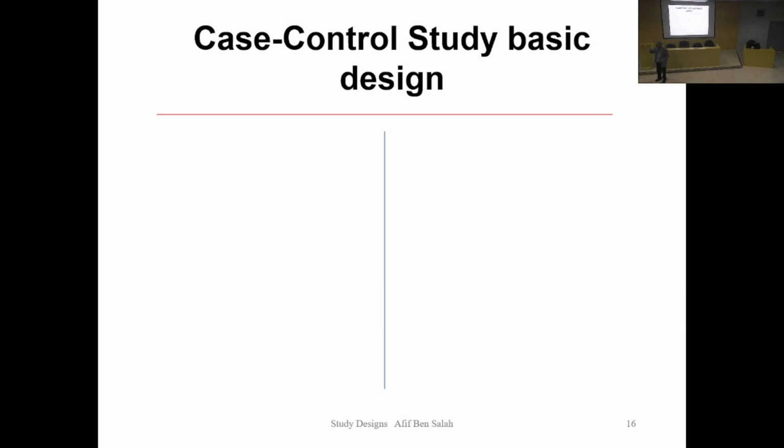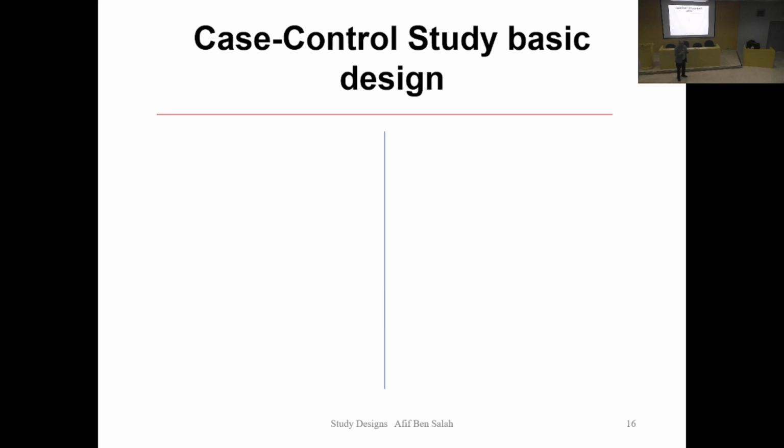The first group is exposed. We start by exposure to risks. Now we start by disease and controls without disease. They must be completely comparable. Why? Because we want to filter the effect of exposure to risk factors afterwards.